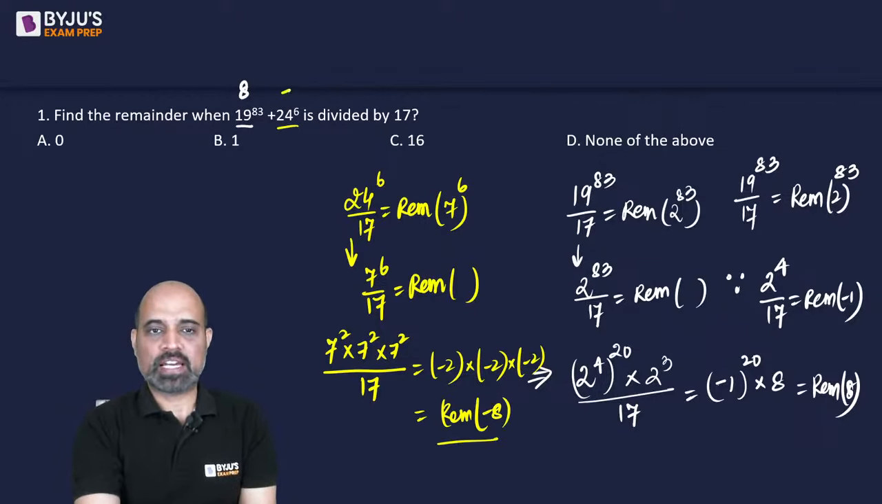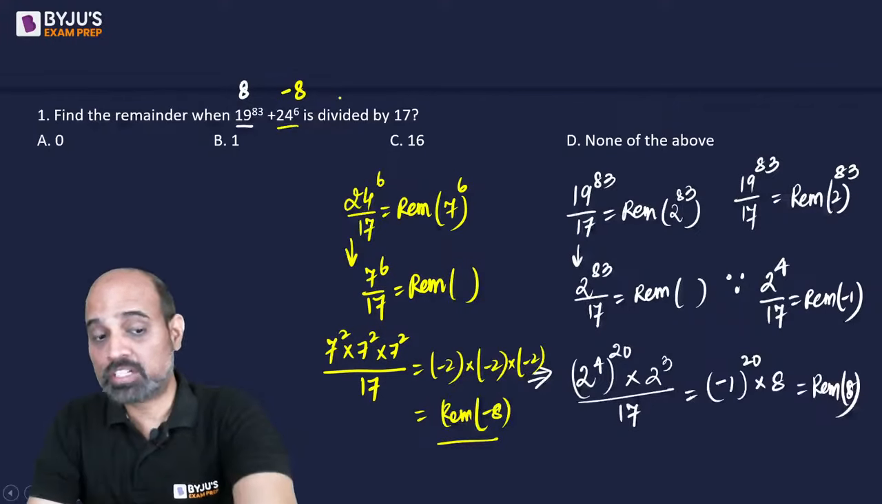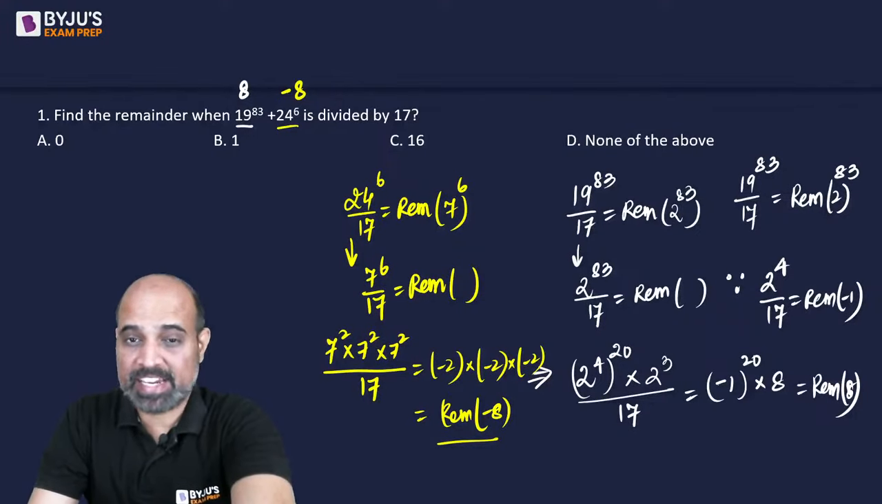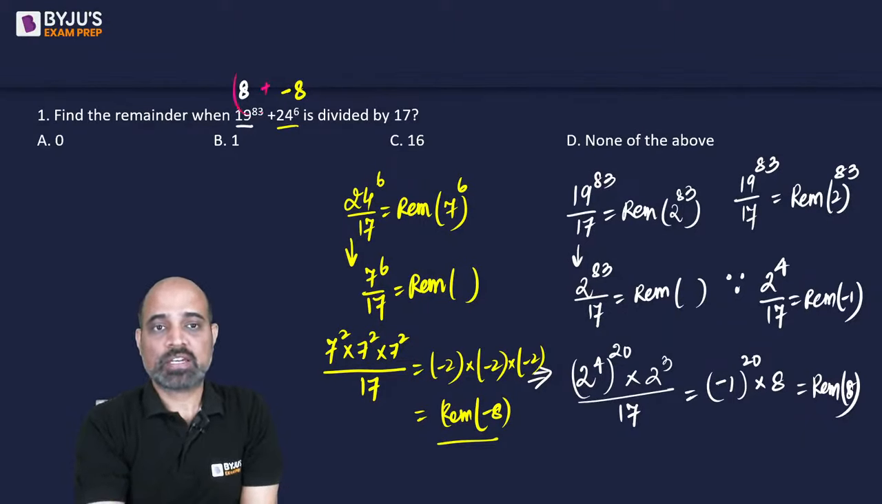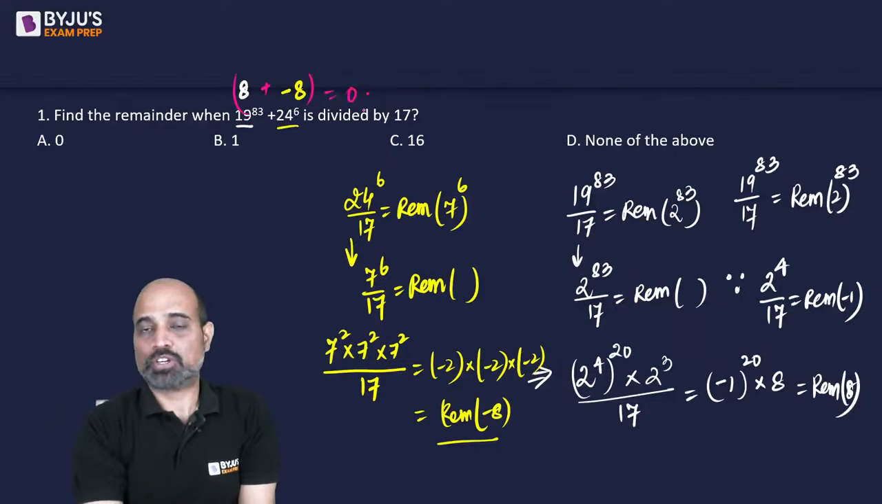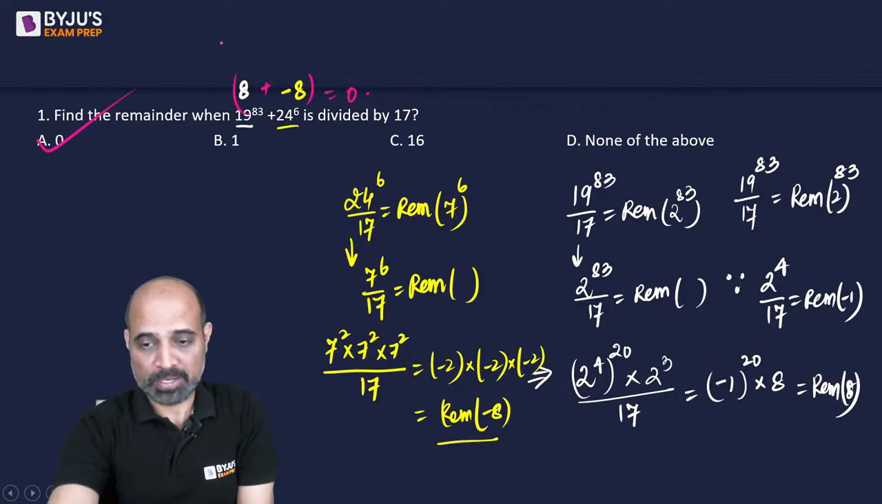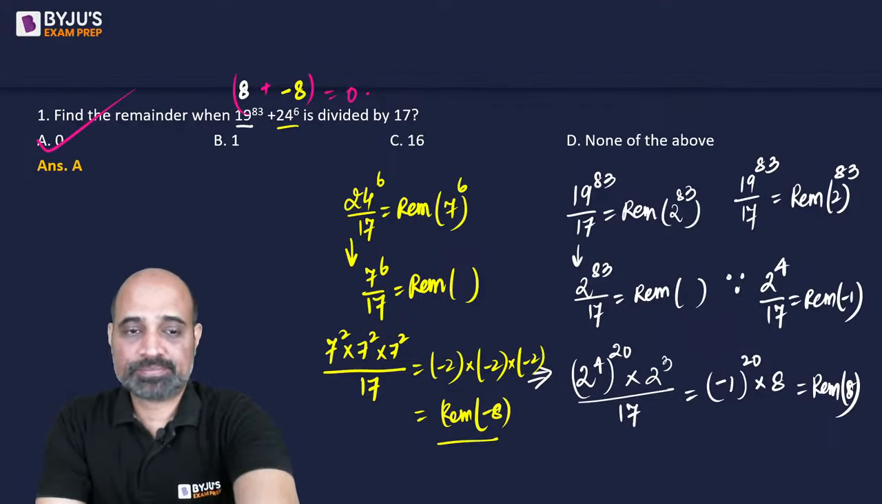So we will leave it as such. From the first term, we are getting the remainder as 8. From the second one, we are getting the remainder as -8. And since there is a plus between them, obviously the overall remainder we will get is going to be 0. So the answer is going to be option A.